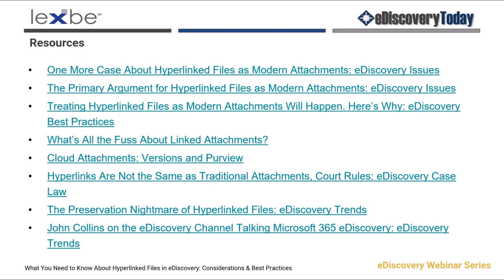Bullet points 4 and 5 are blog posts from expert Craig Ball in his excellent Ball in Your Court blog, where he provides his own discussion about hyperlinked files and his contention that they should be called modern attachments, or at least cloud attachments, which is what Microsoft calls them. The seventh bullet point is my write-up about the preservation nightmare of hyperlinked files, which also links to the Microsoft documentation about how to add custodians to a case and apply legal hold to their email and data locations, but not, as I discussed previously, hyperlinked files that were sent to them.